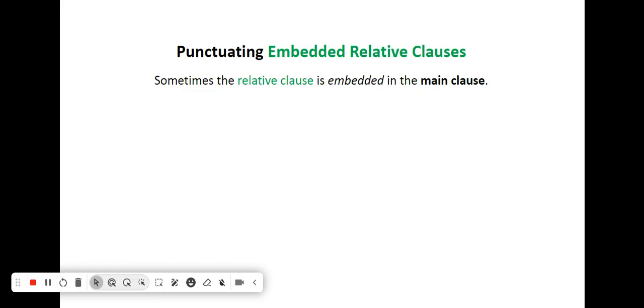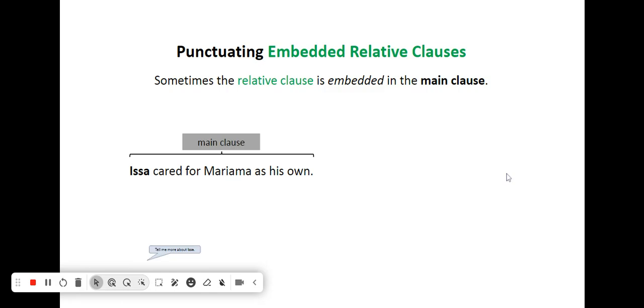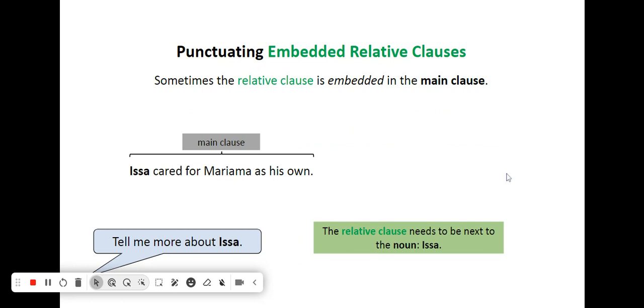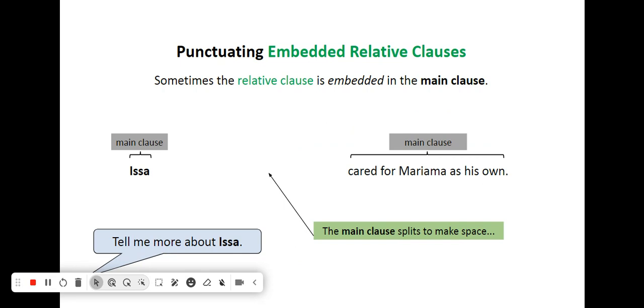Sometimes a relative clause is embedded in the main clause. Isa cared for Mariama as his own. This is our first clause. So if you want to say more about Isa, let's see. The relative clause needs to be next to the noun. So we're going to separate them.